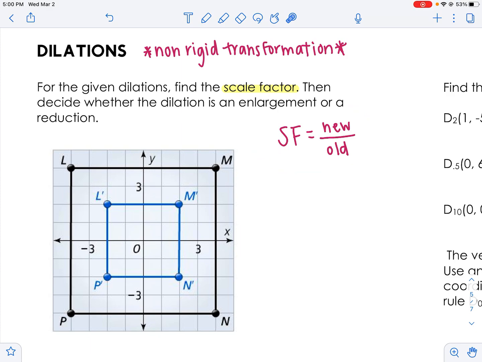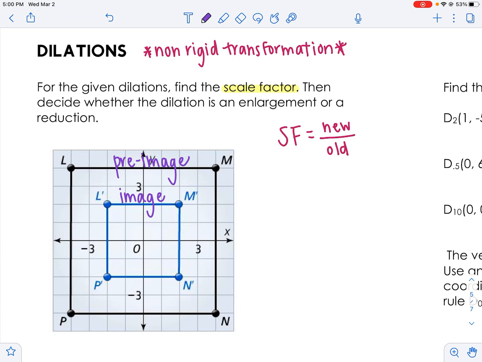So I need to be careful though and figure out which one is the old and which one is the new. And it all boils down to those primes. So remember that we call that one our image, which would make the one without the primes our pre-image or our before.